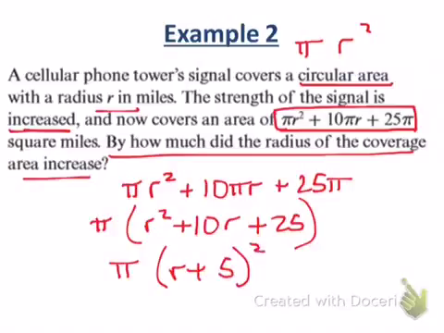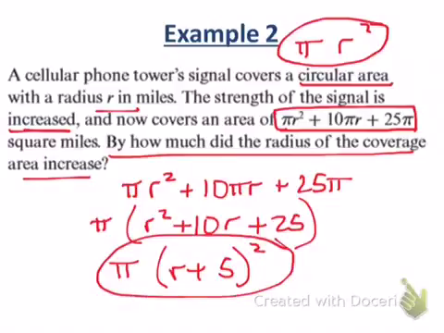So the original cell phone tower covered this area. This cell phone tower covers this area. How much did the radius increase? By 5. So the answer to our question is that the radius increased by 5 miles. This plus 5 tells us that the radius increase was 5 miles. Good with that?